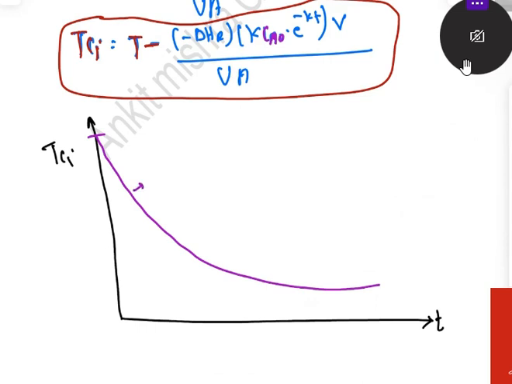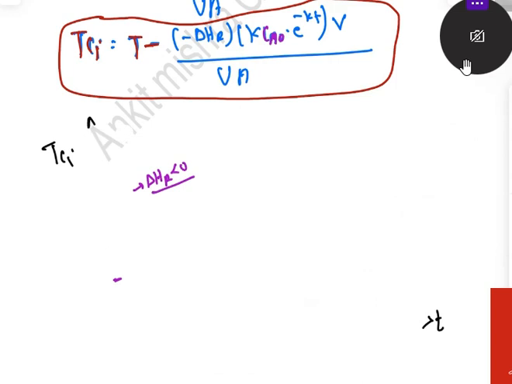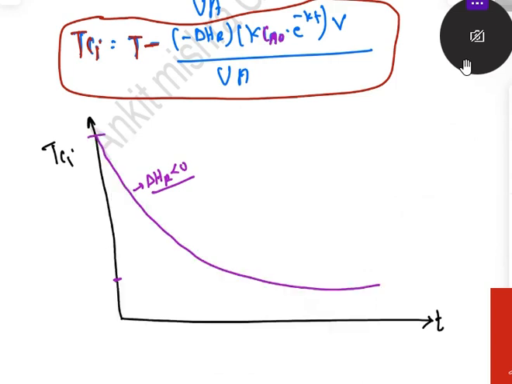This will be the case if delta HR is less than 0. Is that clear? And again, it can be a case where something like that. Sorry, this one is the maximum temperature TCI, and it will go. And at t tending to infinity, what will happen? The other part will be 0, and T will be equal to TCI. Sorry, it will start something like that.